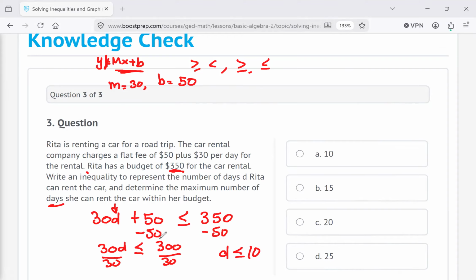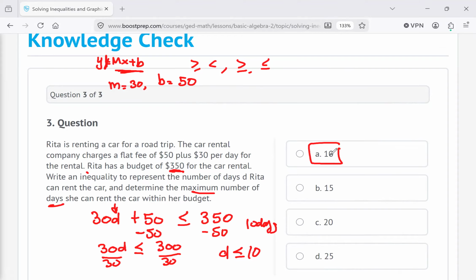Okay, so we don't flip the sign because we didn't divide by a negative, right? So what does the symbol mean? D is less than or equal to 10 days. So you can go up to 10 days. You can't go 11 days. You can go less than 10 days, so that means you could do 9 days, 8 days, and below. They're asking for the maximum, so you technically can go up to 10 days. So our maximum would have to be 10 days. Okay, so that would be letter A.